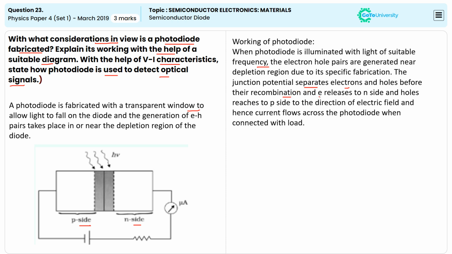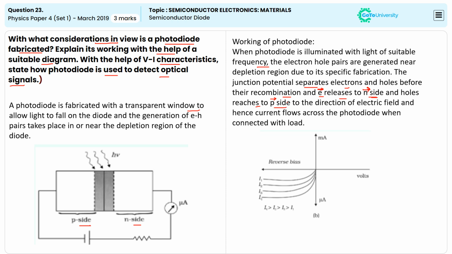The electrons are released to the N side, that means the maximum electrons we can see on the N type junction, and the holes reach the P side, that means the maximum holes we can see on the P side junction, under the electric field, and hence current flows across the photodiode when connected with a load. Then we can easily identify that the electrons are maximum on the N side, and the holes are maximum on the P side junction.